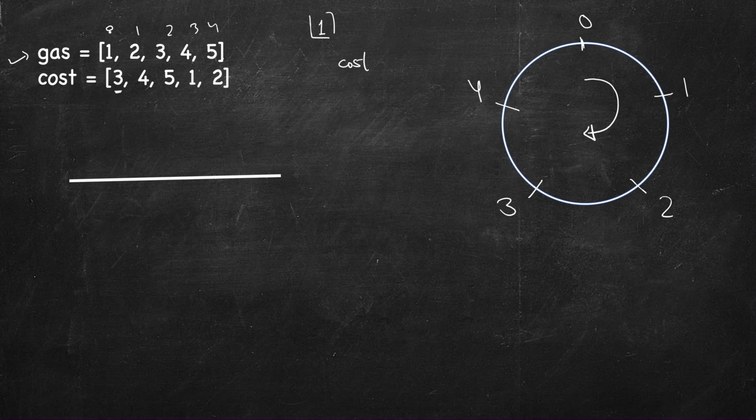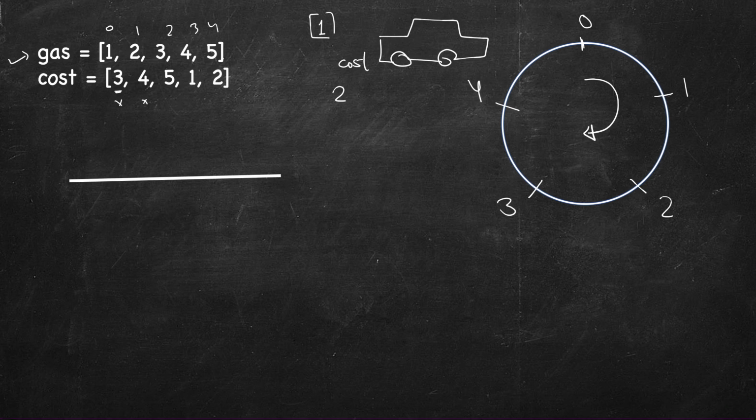So let's say you start from 0. You can fill your car with 1 unit of fuel, but you need 3 units to go to 1. So you cannot do that. Initially the tank of your car is empty. So this is not possible; you cannot start from here. Similarly, when you start from 1, you fill it with 2 units. So you have 2 units of fuel, but at 1 you need 4 units to go to 2. So again, you cannot make this trip, and you will also not start from here.